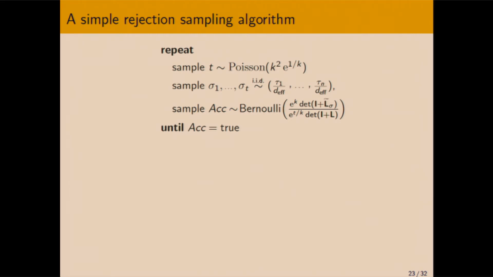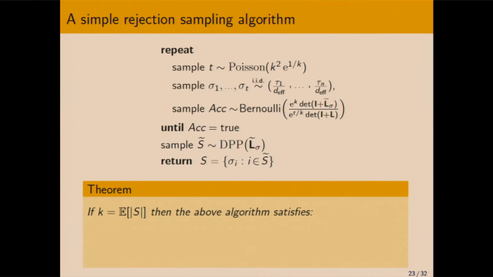And we just have to wait until this gets accepted. And then after that, by the distortion-free intermediate sampling property, we just have to downsample all the way to the target subset size, which we can do. And the final result is that S is sampled according to the correct distribution.